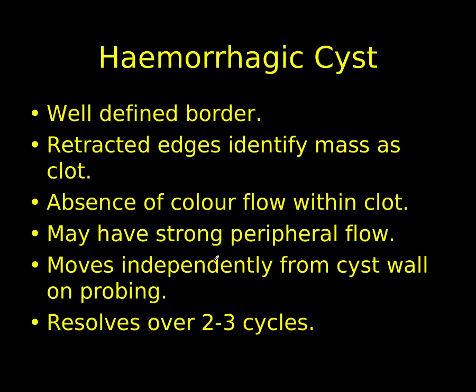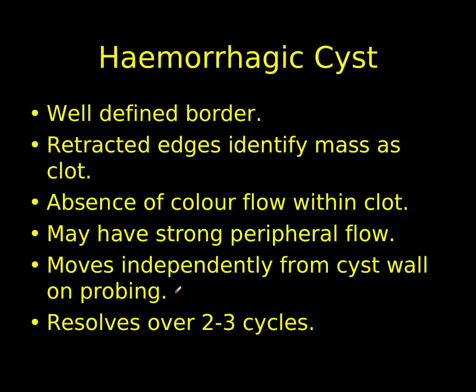Just to summarize about a hemorrhagic cyst, well-defined border, that's a very important feature to look for. The internal contents may have retracted edges, which will identify it as a clot. That's never 100%, but it is a useful finding to look for. Of course, there'll be absent colour flow within the clot. A clot won't be vascularized, whereas a tumour will. Internal contents showing genuine colour flow is due to a tumour of some type. But strong peripheral flow is entirely expected.